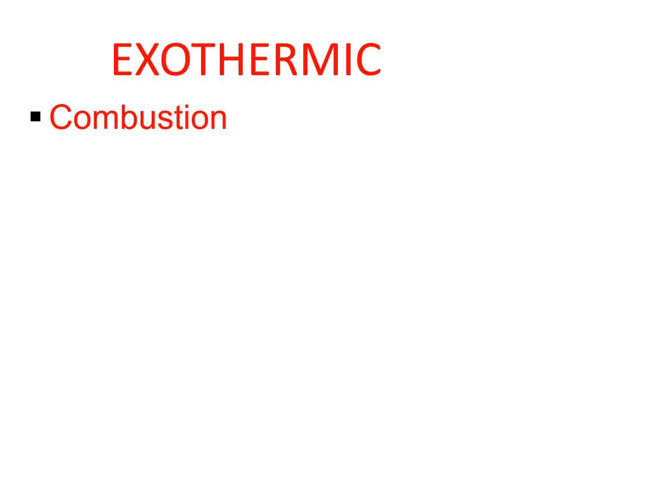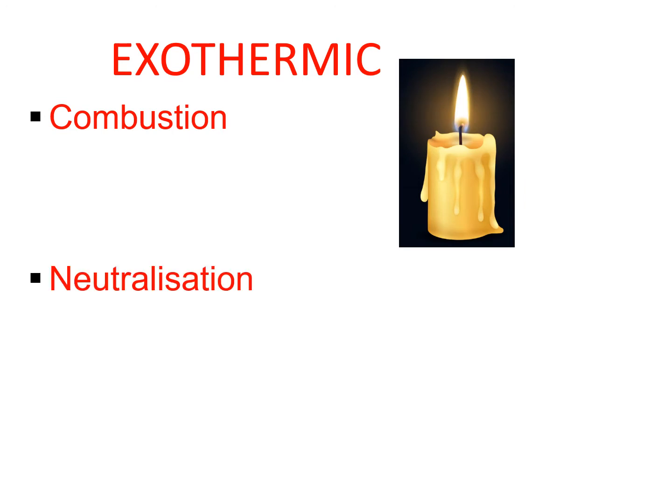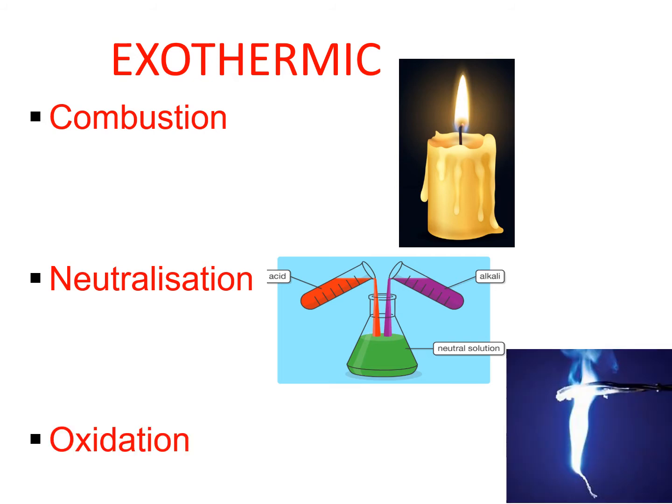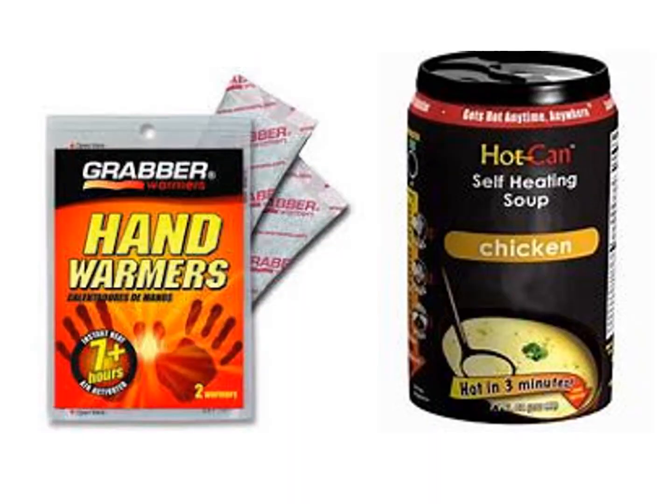There are three examples of exothermic reactions that you must remember. The first is combustion, such as burning a candle in oxygen. The second is neutralization, such as an acid and an alkali forming to make a neutral solution. And the third is oxidation, such as magnesium reacting in oxygen to form magnesium oxide powder. There are also two examples you must know of exothermic reactions used in everyday life. For instance, hand warmers or self-heating cans, which you might use if you were going camping.